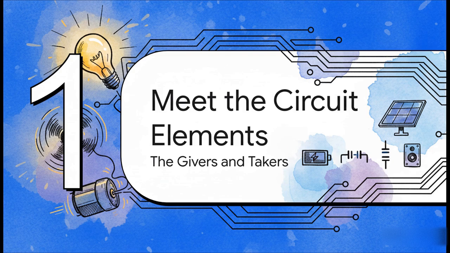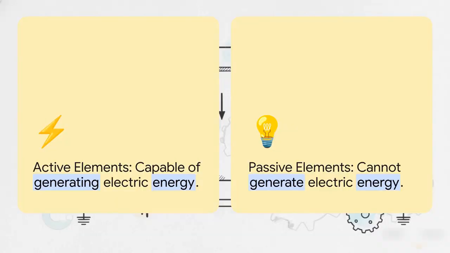All right, first up, let's meet the cast of characters. At its heart, any circuit is just a story about energy. It's about energy being created and energy being used. And that means we can basically split every single component into one of two fundamental groups. So on one side, you have your active elements. These are the givers. Think of a battery or the power supply for your computer. They are the things capable of actually generating electric energy.